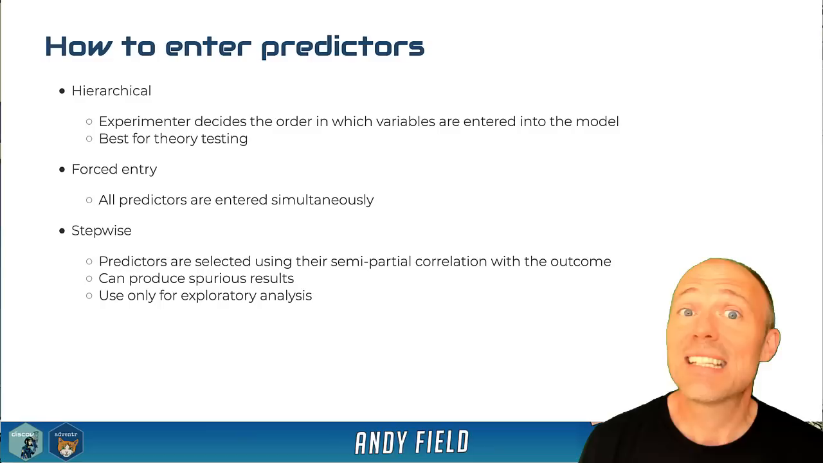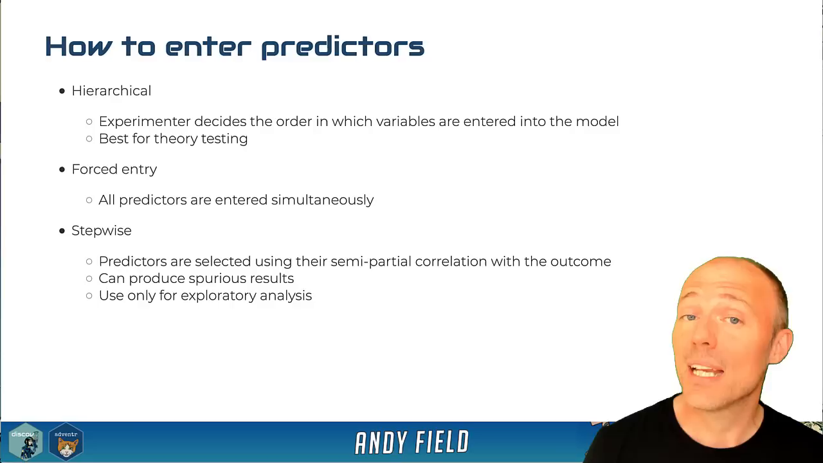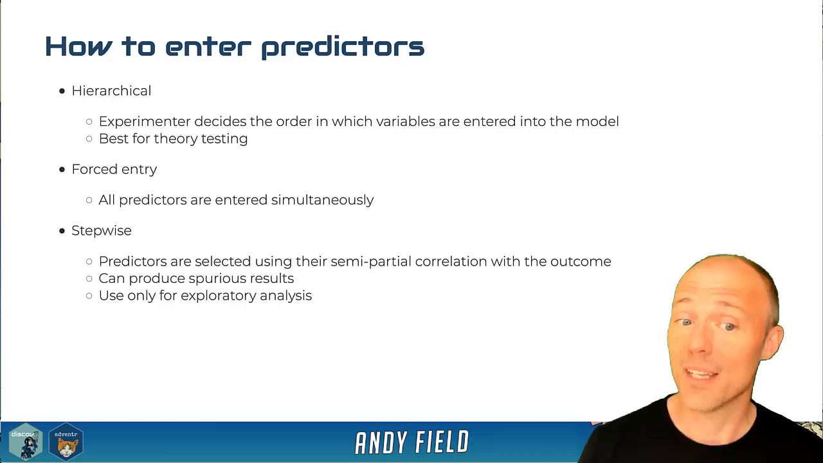So what that means is the order in which variables get entered in your particular sample might be slightly different to the order that they would be entered had you taken a different sample, because the statistic would be different in the different samples.